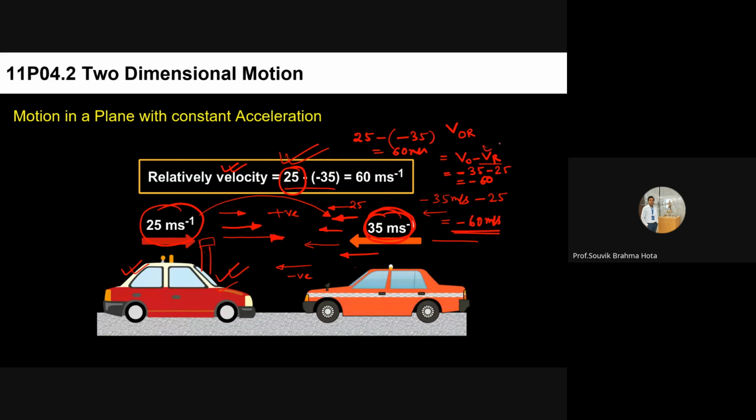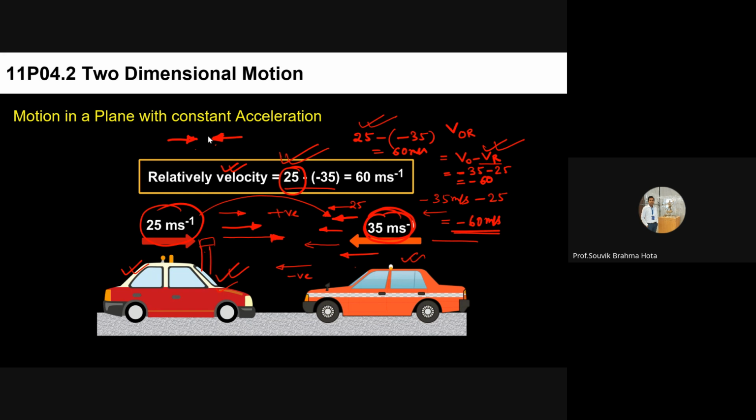So this is one concept, and the donation concept I gave earlier is another concept. It is up to you, you can use whichever of these concepts you understand. But the thing is that whenever two objects are approaching towards each other, their velocities get added to get the relative velocity.